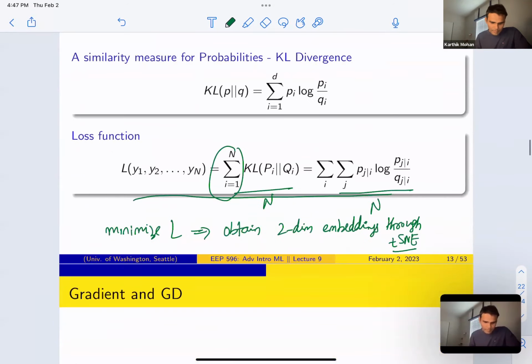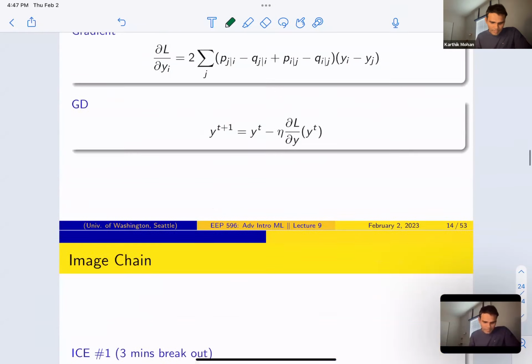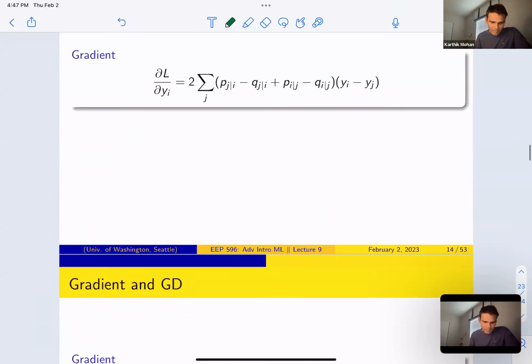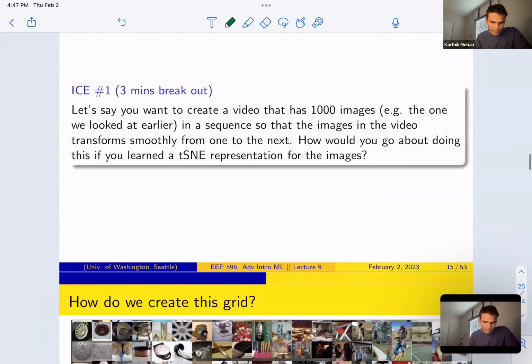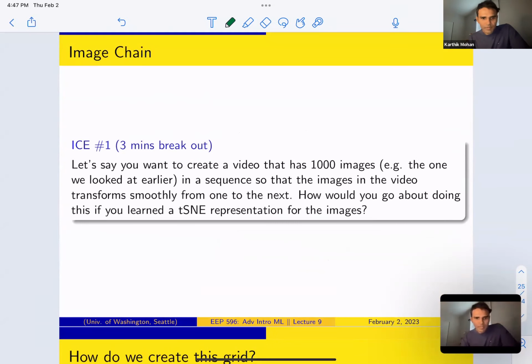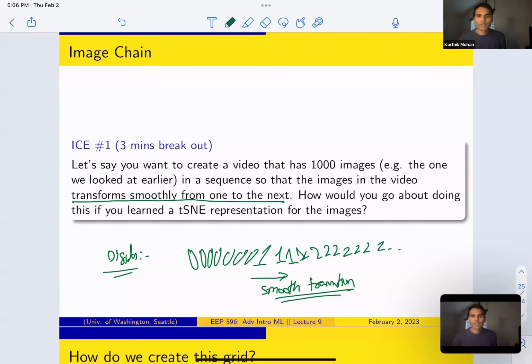Okay. All right, so you can take gradients and you can do gradient descent and all of that. So I'm skipping this part, but feel free to take a look. So what we'll do now is a quick breakout. This is something that'll be part of your next assignment, maybe the conceptual assignment.